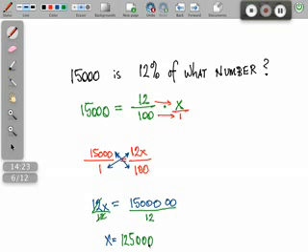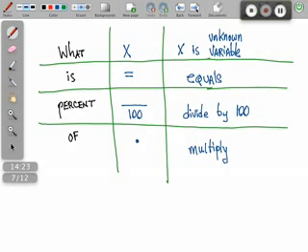125,000. So what was the question? 15,000 is 12% of what number? Well, it's 12% of the number 125,000. Once again, there's our table. Please refer to that.